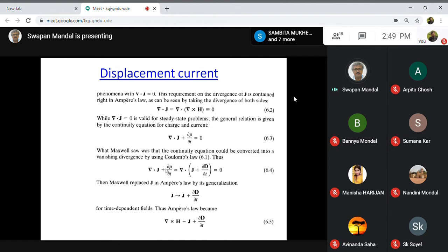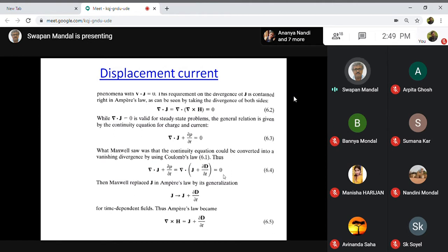So the divergence part is taken outside, then ∂D/∂t is inside. So divergence of ∂D/∂t. So you can take the divergence of J plus ∂D/∂t equal to 0. This is very simple vector algebra. So divergence of (J plus ∂D/∂t) equal to 0.